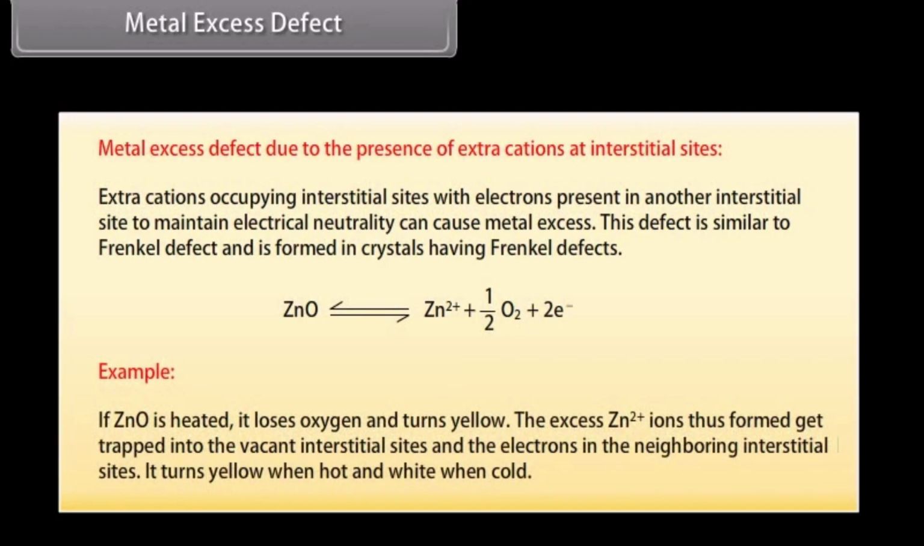Example: if ZnO is heated, it loses oxygen and turns yellow. The excess Zn²⁺ ions thus formed get trapped into the vacant interstitial sites and the electrons in the neighboring interstitial sites. It turns yellow when hot and white when cold.